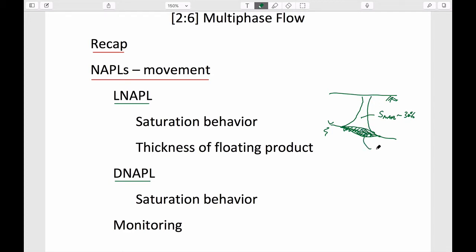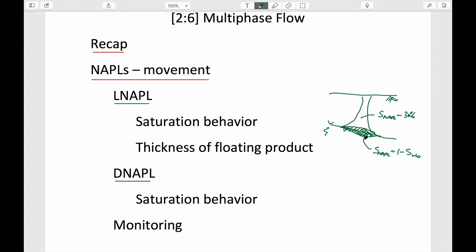This saturation here would be at about 1 minus the irreducible saturation of water. In other words, it's pushed all the water out, it's filled up all the pore space except for the irreducible saturation of water, and so it's probably at 80% or 85% NAPL in this puddle that sits here.